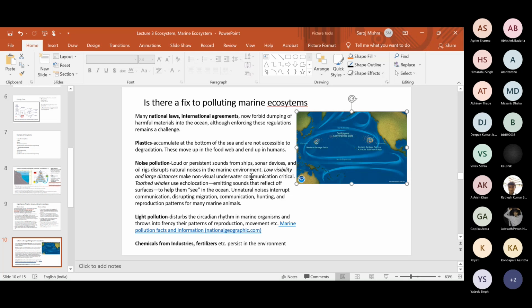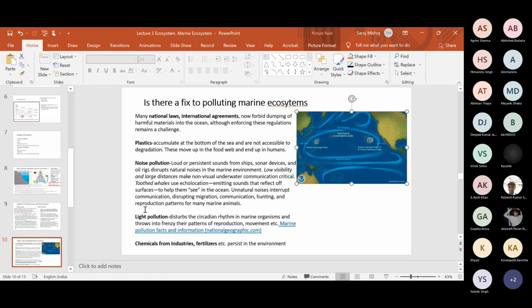What do we mean by that? Now, in the oceans, there is very low visibility and large distances to be covered. Okay, so if a whale is going, there is a huge distance, very poor visibility, and they are supposed to orient themselves. Now, if you have these kinds of noises occurring, these noises are going to distract them from the noises which they create in order to locate themselves in the oceans.